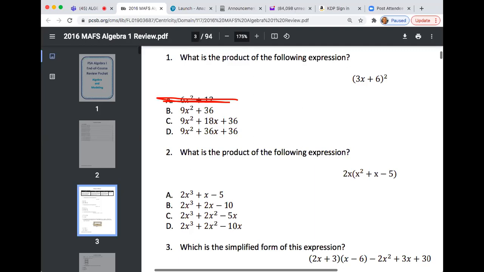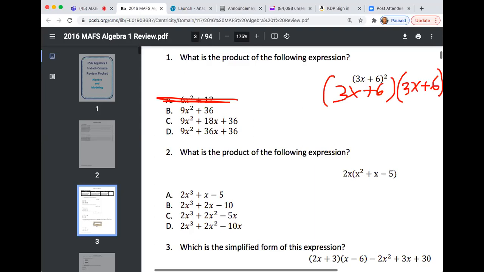Let's look. 3x plus 6, sugar plums. This is the safest thing to do: rewrite this so that the binomial is multiplying itself, guys. 3x plus 6 times 3x plus 6, okay? So we know 3x times 3x is 9x squared. That's good. Every one of these, B, C, and D, has the 9x squared. We know 6 times 6, guys, is 36.